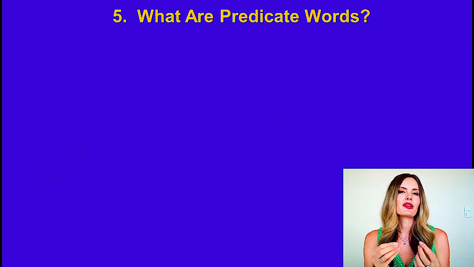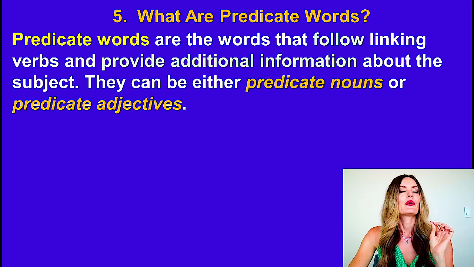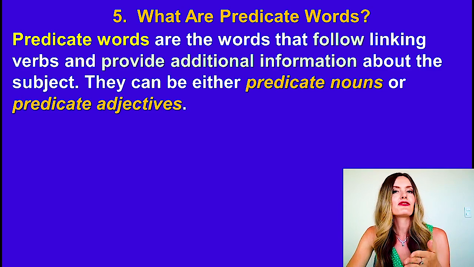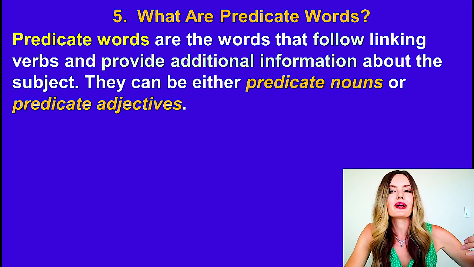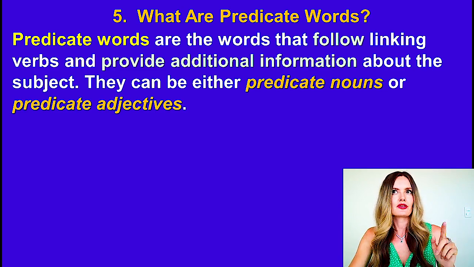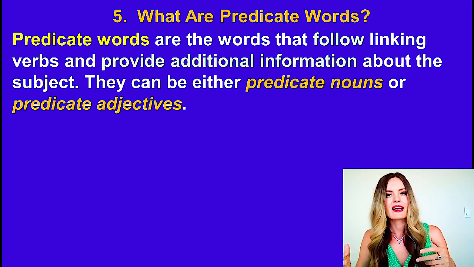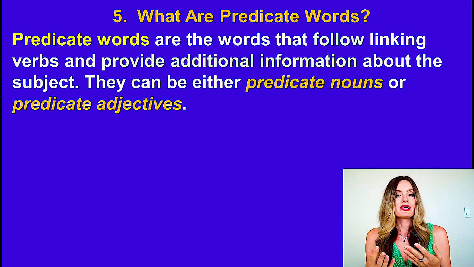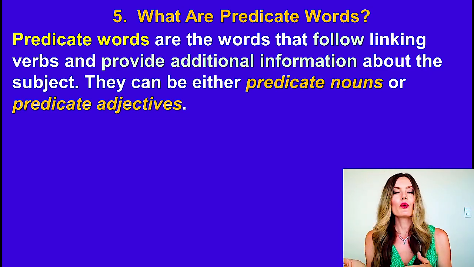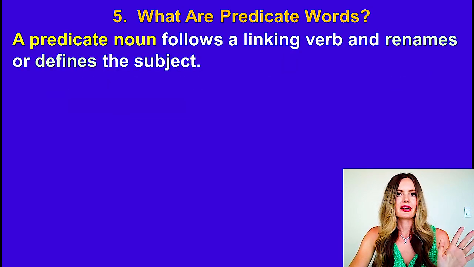We have just learned what linking verbs are, and now let's answer this question. What are predicate words? Let's take a look. Predicate words are the words that follow linking verbs and provide additional information about the subject. So it's important to remember that predicate words follow linking verbs and provide additional information about the subject. They can be either predicate nouns or predicate adjectives.